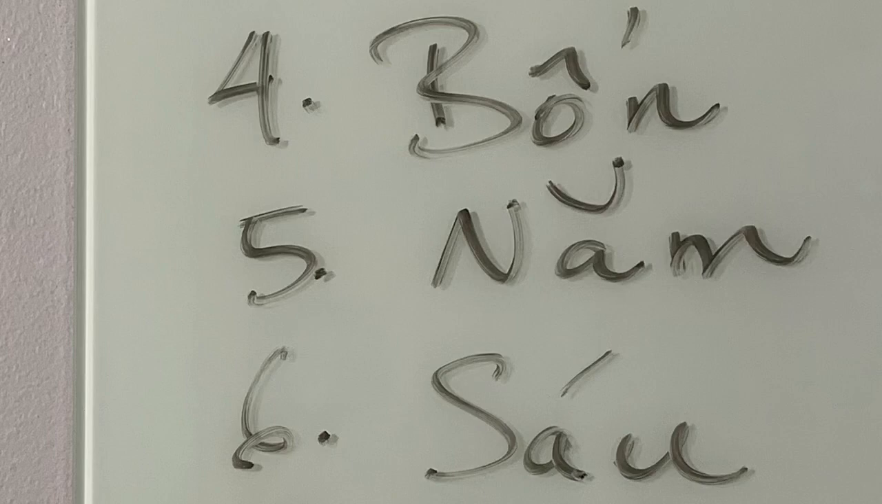To say 6 in Vietnamese, you say sáu, sáu, sáu. Sáu is 6 in Vietnamese. And to say 4, 5, 6 in Vietnamese, you say bốn, năm, sáu. Bốn, năm, sáu is 4, 5, 6.